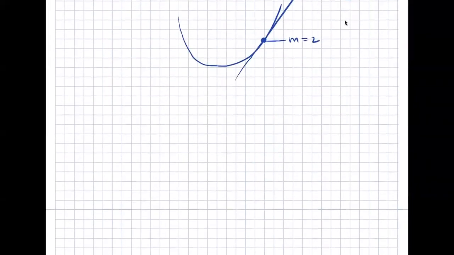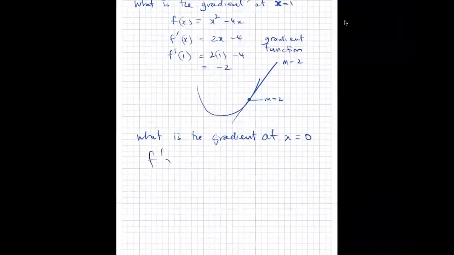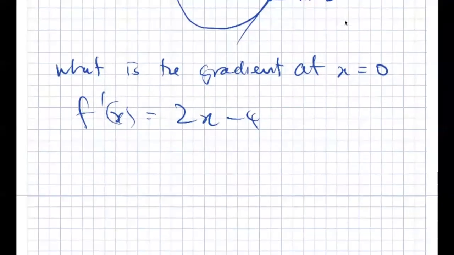We've worked out the gradient at x equals 1, but what about some other points? So what is the gradient of the tangent to the curve at x equals 0? Well, we've got the function, at least the differential now, 2x minus 4.